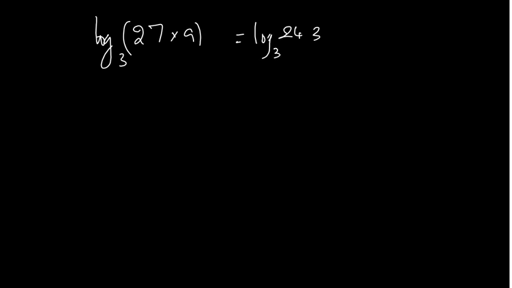So you have log 27 to the base 3 plus log 9 to the base 3, which is log of 27 into 9. If you multiply them, 9 sevens are 63, 9 twos are 18 plus 6 is 24, so 243. Log 243 to the base 3. So this is the first method I am doing, method 1.